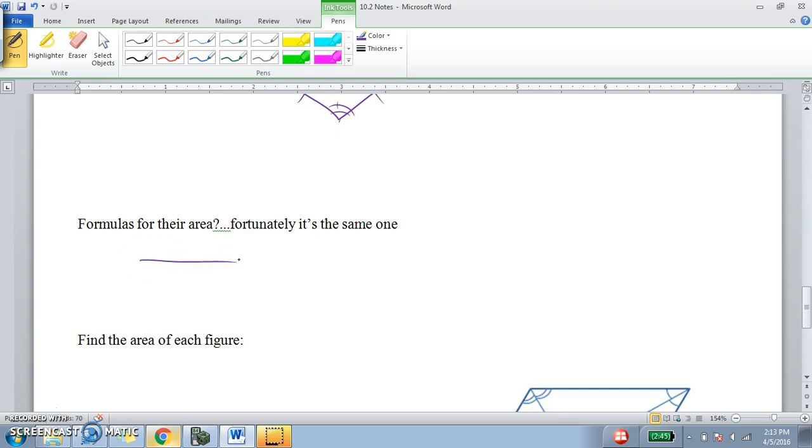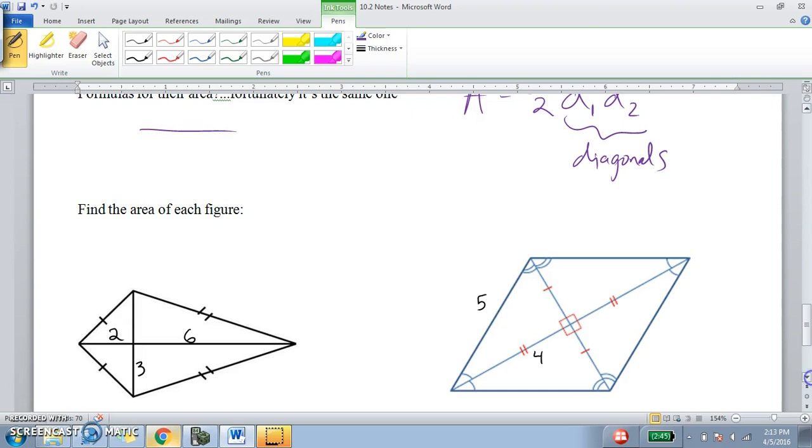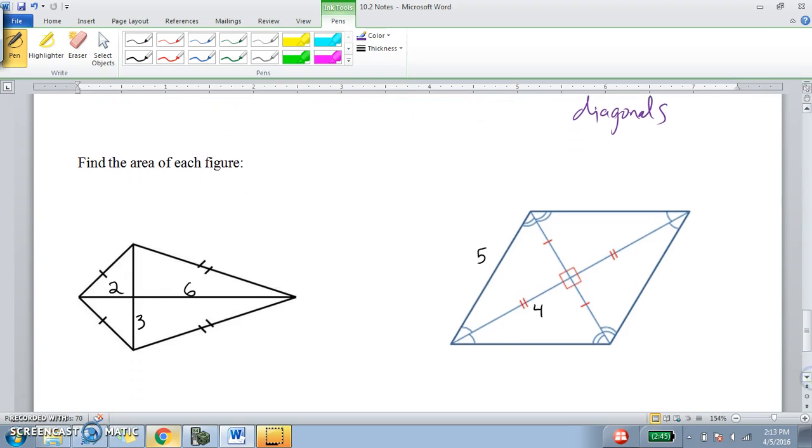So it's based on their diagonals that we know are perpendicular for both of them. So the formula for the area of a kite and a rhombus is going to be 1/2 times the first diagonal times the second diagonal. So these are diagonals, the lengths of the diagonals. Obviously we need to know what the lengths of the diagonals are in order to use this formula. Sometimes it's going to be given, sometimes it's not. So 1/2 d1 d2.